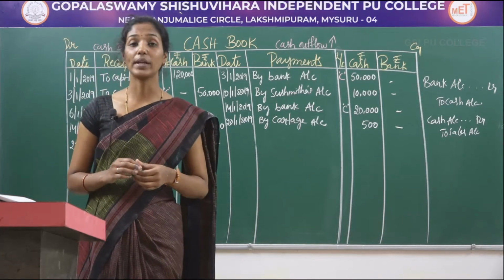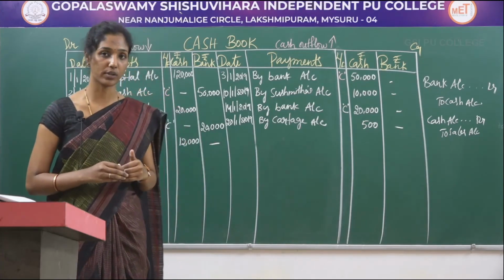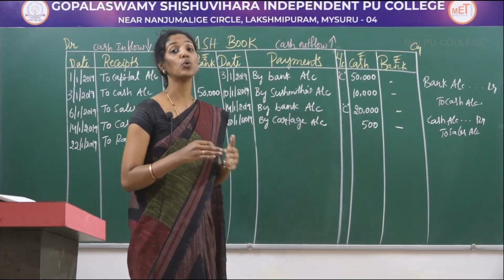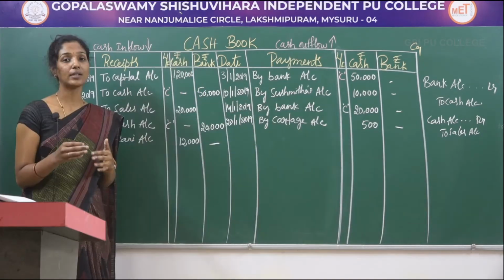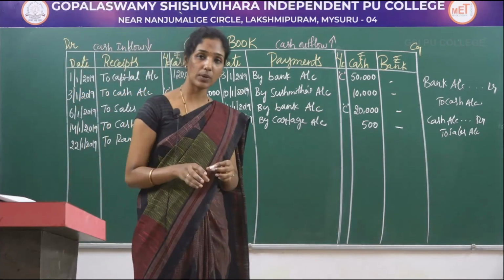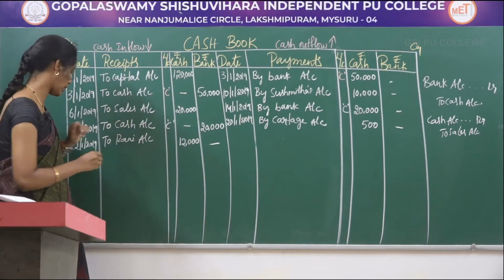The next, as on 27/1/2019, commission received rupees 5,000. So what is the journal entry for that? Cash account debited to commission account. Here it is income to the business. Whenever income is generated in the business, it must be recorded on the receipt side of the cash book.